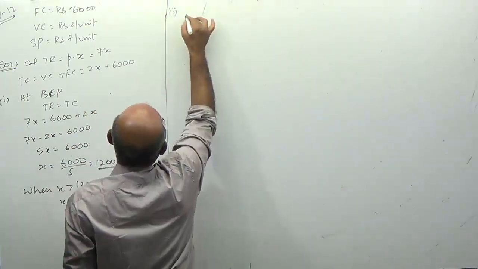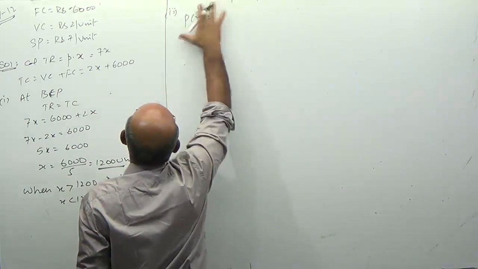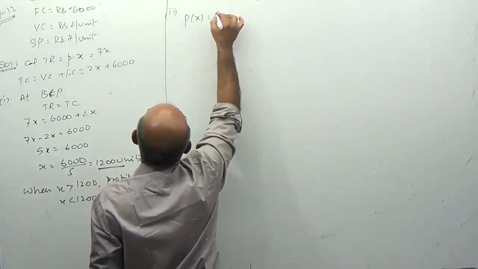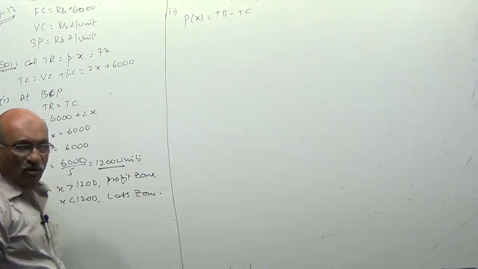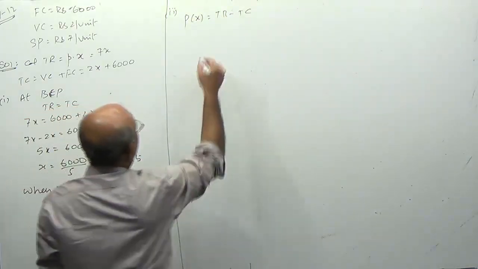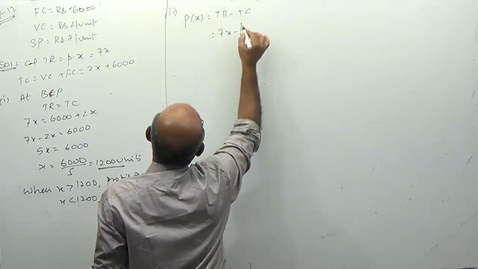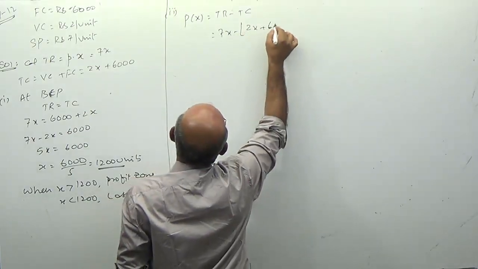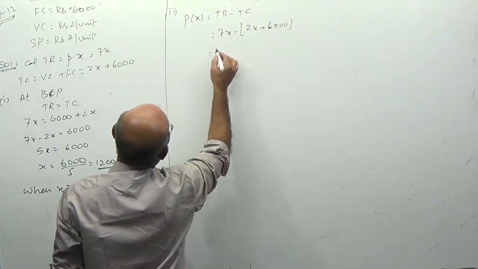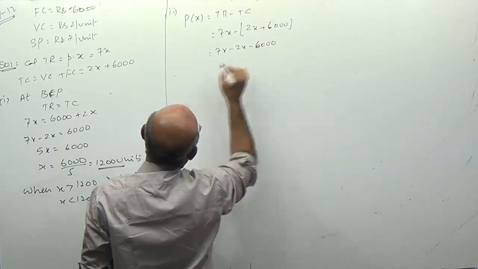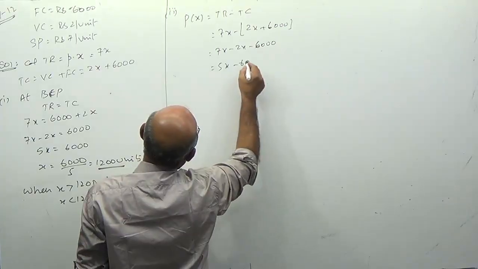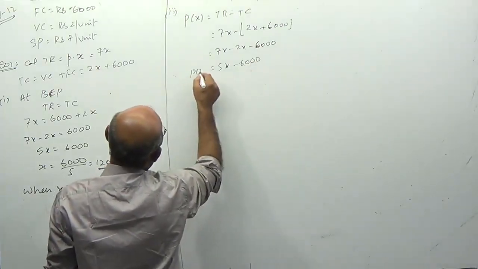So let us calculate profit in terms of output. Profit is equal to total revenue minus total cost. 7x minus (2x plus 6,000), that is 7x minus 2x minus 6,000. 5x minus 6,000 is equal to profit.